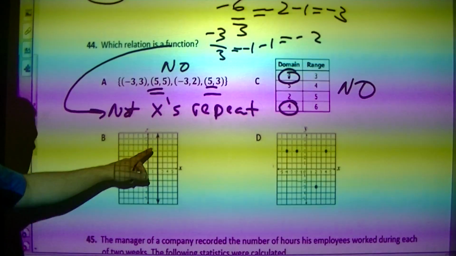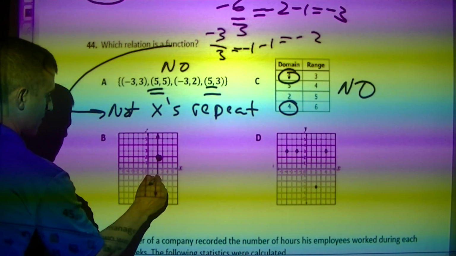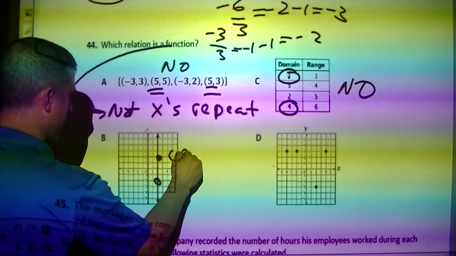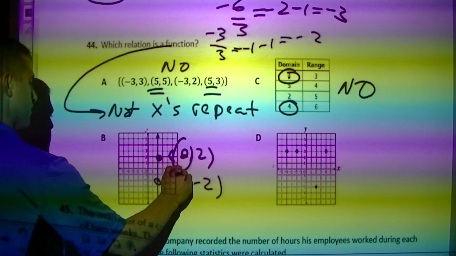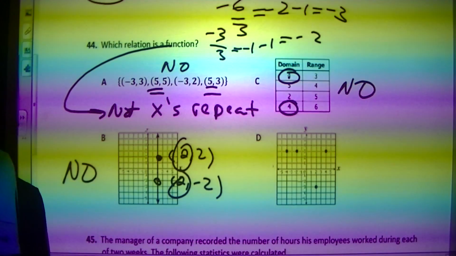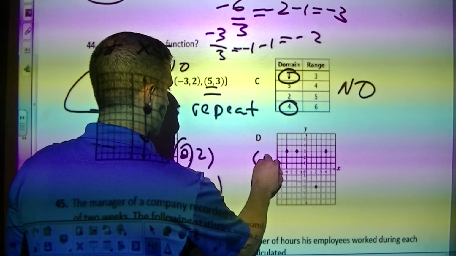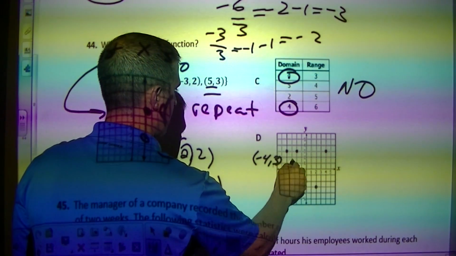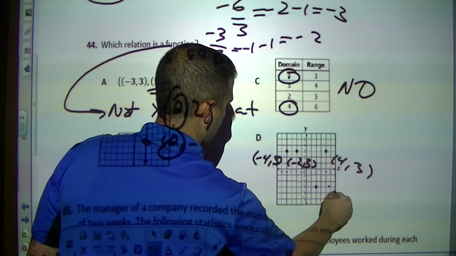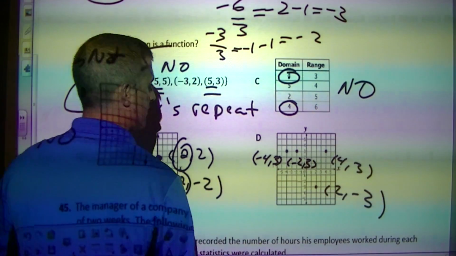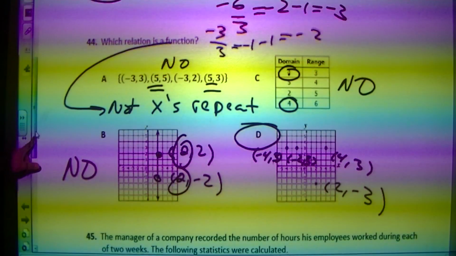This one, because I have multiple x's here, for instance, that coordinate is like 2, 2. That coordinate is like 2, -2. Those repeat, so that's why that's no. This one, they're all different. All the x values are different: -4, 3, -2, 3, 4, 3, and 2, -3. As you can see, all the x values are different, so that's why it's yes. So anytime they repeat, it's no.